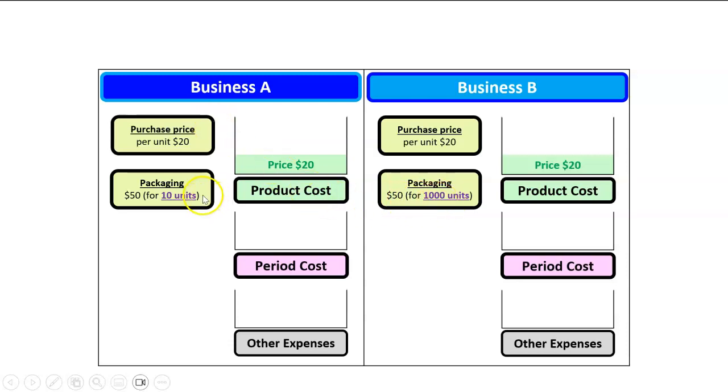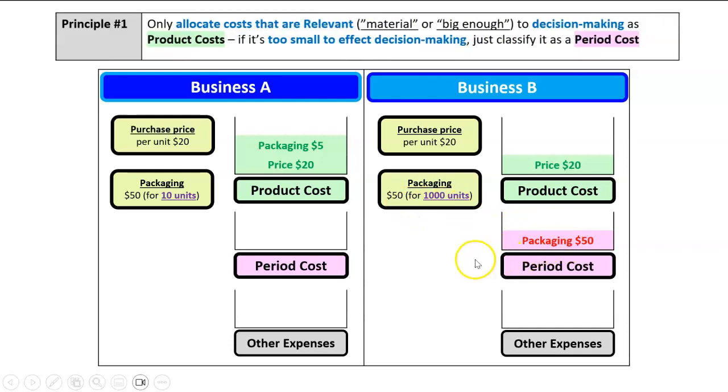So business A might say that is a product cost called packaging, and it was $50 for 10 units, so that's $5 per unit. Now, over here, the packaging was $50 for 1,000 units, which I think if you do the maths is 5 cents per unit. Maybe. Something tiny anyway. The point is, that's actually a really small amount, 5 cents per unit, so it might just be easier to call that a period cost and say we can't allocate that and just say there's packaging of $50. So what was the principle here?